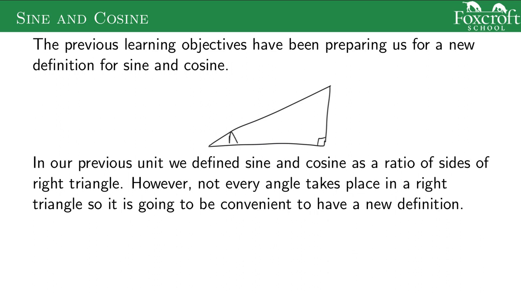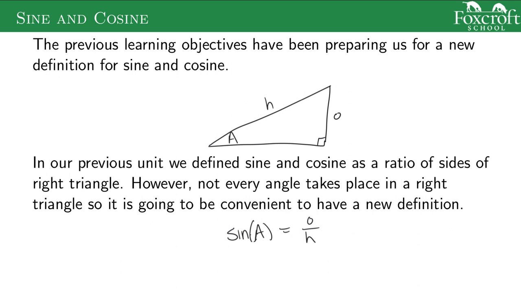We had some angle A, and sine was, as we would take the opposite side and divide it by the hypotenuse. And the sine of this angle A was whatever that opposite side is divided by however long the hypotenuse was. So we call them trig ratios because they're the ratios of the sides of a right triangle.